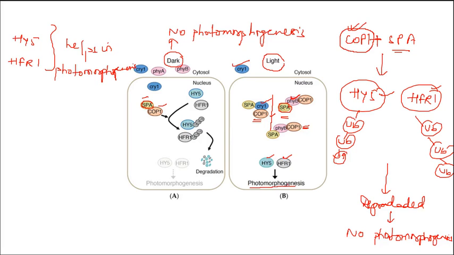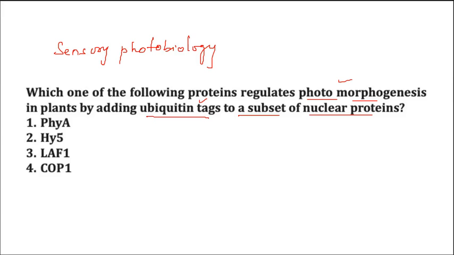So in summary, in the dark, COP1 interacts with SPA, and when COP1 is activated, it adds ubiquitin to HY5 and HFR1, as a result of which they are degraded and there is no photomorphogenesis. But in light, the interaction of COP1 and SPA is dissociated, so COP1 cannot add ubiquitin to HY5 and HFR1, as a result of which HY5 and HFR1 can show their response, that is photomorphogenesis. Okay, so the answer will be COP1.